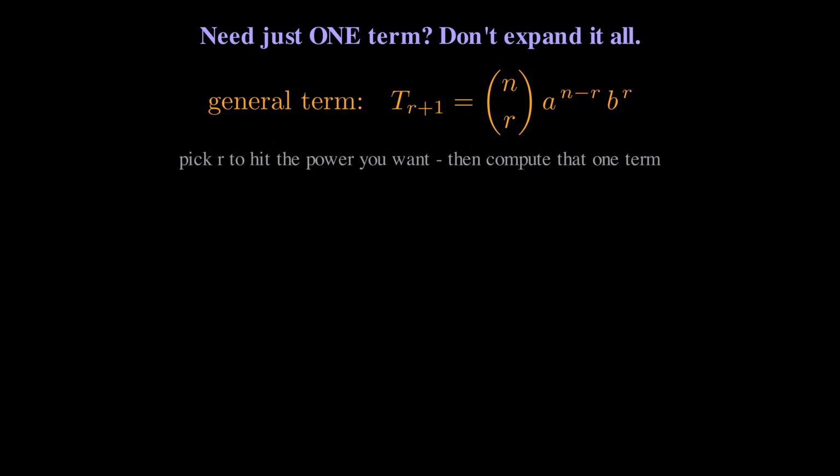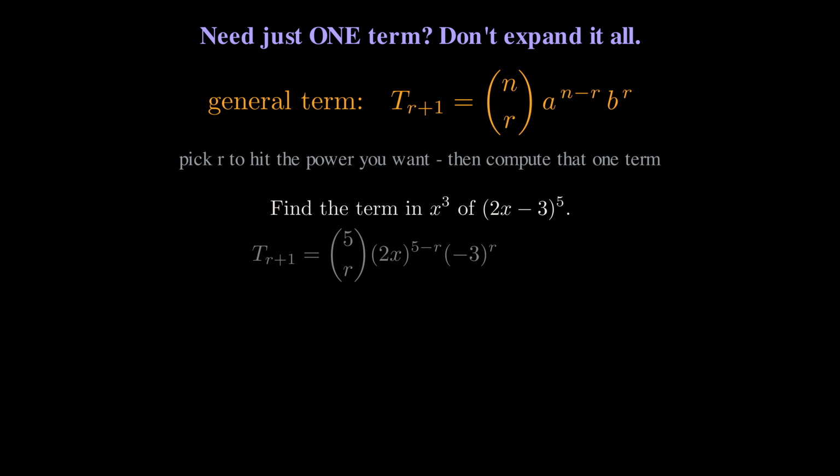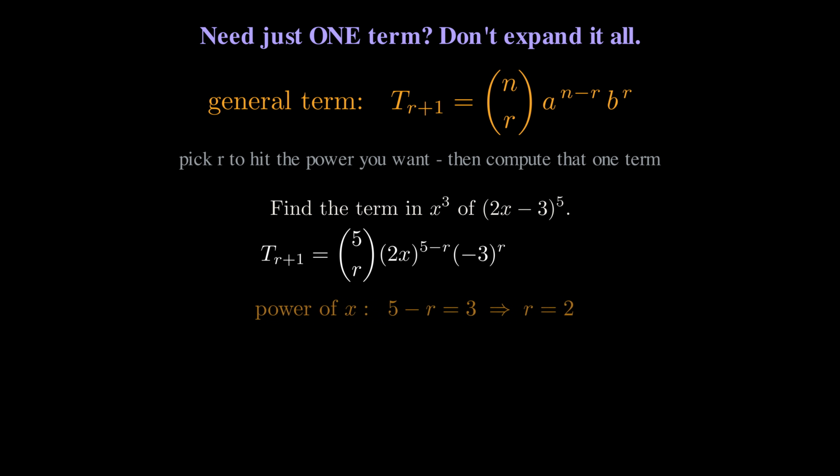Find the term in x cubed in (2x minus 3) all to the 5. Here a is 2x, and b is minus 3. The general term is 5 choose r, times (2x) to the 5 minus r, times (minus 3) to the r. I want x cubed, and the x lives inside the 2x part. So 5 minus r must equal 3, giving r equals 2.